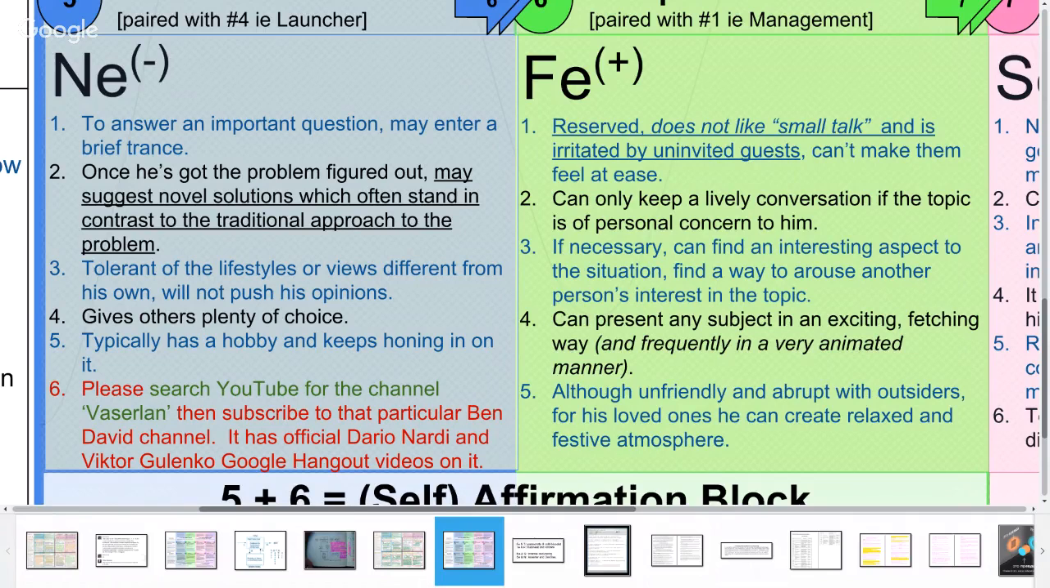Number 4, can present any subject in an exciting, fetching way. And Maria added here in italics, and frequently in a very animated manner. That's not just referring to me. You should see the gesticulations I'm making behind this share screen. Although, in fact, I'm wearing myself out. I'll have to lie down afterwards. Although unfriendly and abrupt with outsiders, for his loved ones, he can create a relaxed and festive atmosphere.